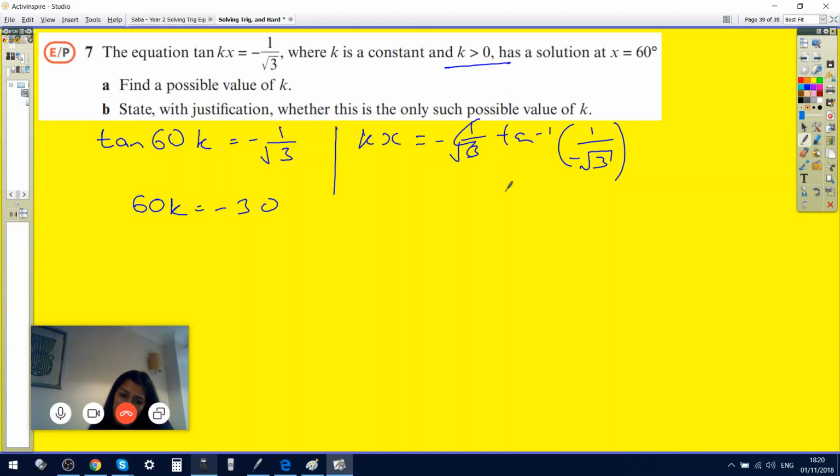I noticed the question says k is greater than 0. So k can't be negative. Yeah. So how can we get a possible value for k? Add 180. Yes. So you get 150. So k would have to be 2.5. Well done. And yeah, you can't divide by 60 any earlier than that. K is 2.5.